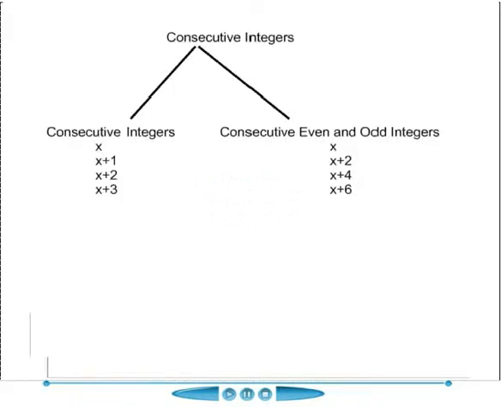Question number 14 is a consecutive integer problem. Keep in mind consecutive numbers are numbers that follow one right after another, like 1, 2, 3, or 20, 21, and 22. And consecutive integers are what we use when we don't know what the numbers are, but we do know that the numbers are consecutive.